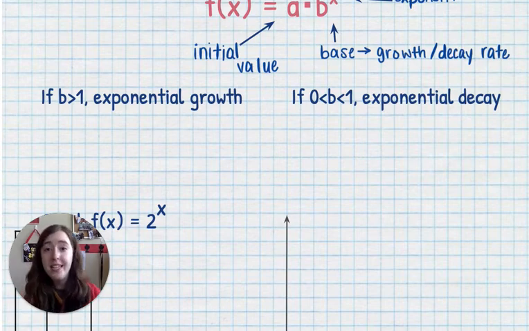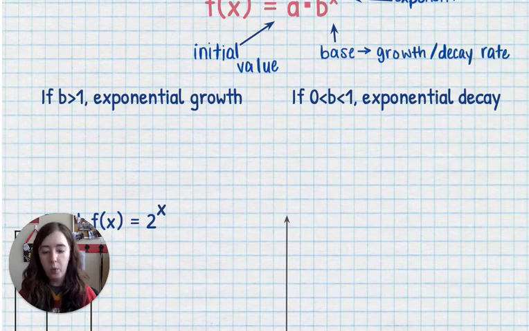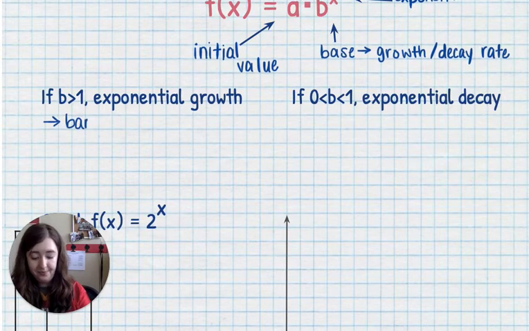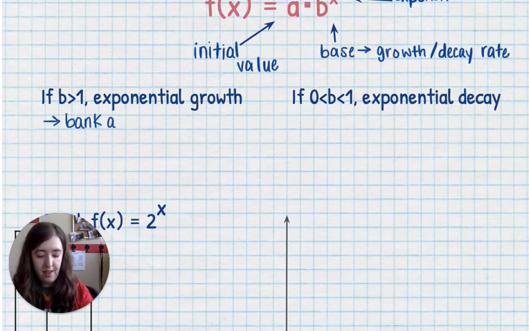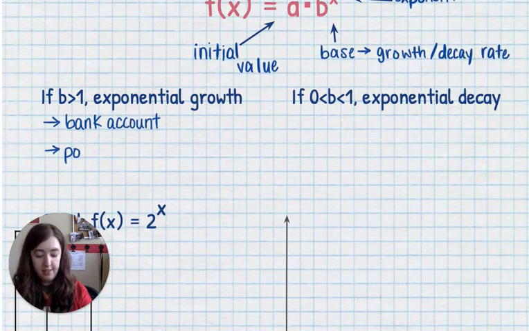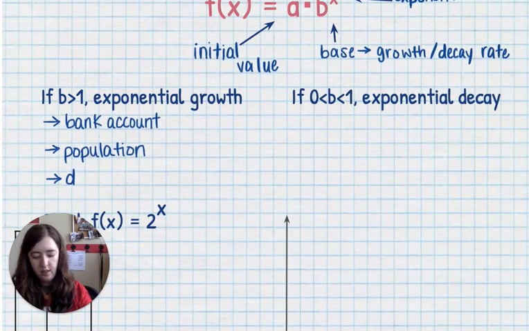I'll know something is exponential growth if b is bigger than 1, if my base is more than 1. Times when you'll see exponential growth is like in a bank account with interest. You might see it in population, and not just of humans, but of animals. And also disease, which I think we've seen a lot lately.